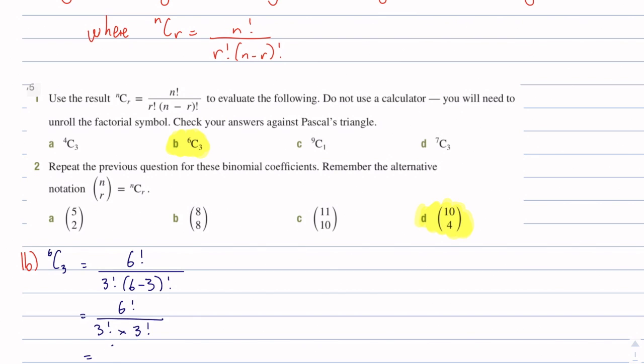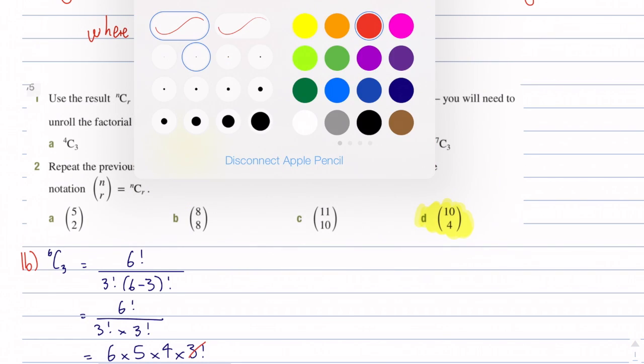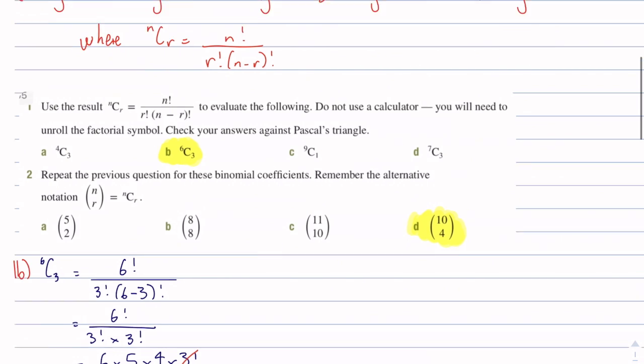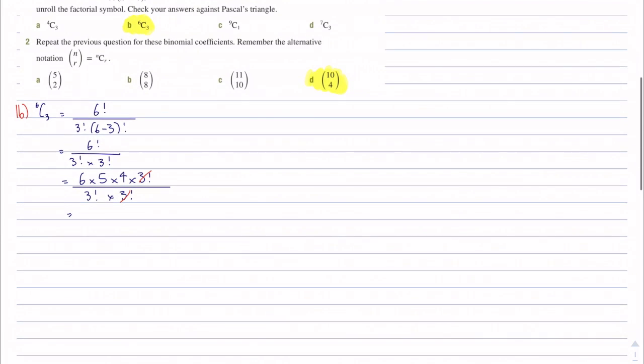Now 6 factorial is the same as 6 times 5 times 4 times 3 factorial. 3 factorial, 3 factorial. I'm going to cancel one of these out, which gives us, sorry, I should have kept this zoom out from the start, 6 times 5 times 4 over, well, one of the 3 factorials is left. I'm going to write that as 3 times 2 times 1.